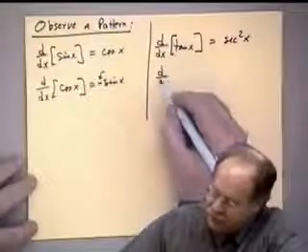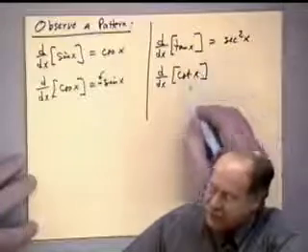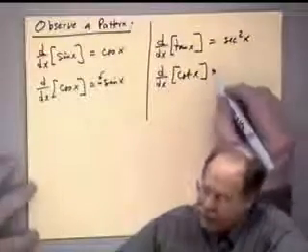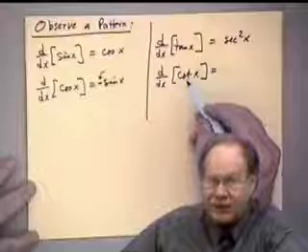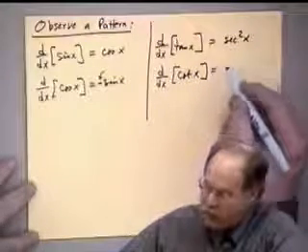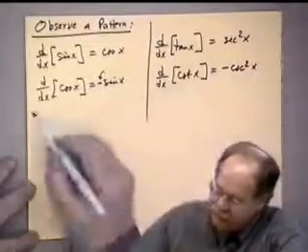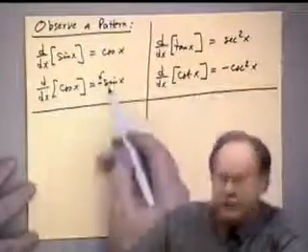And now let me show you the derivative of the cotangent of x. And you'll begin to see the emergence of a pattern. The derivative of the cotangent of x is going to be the cosecant squared with a minus sign. So it's minus cosecant squared of x.